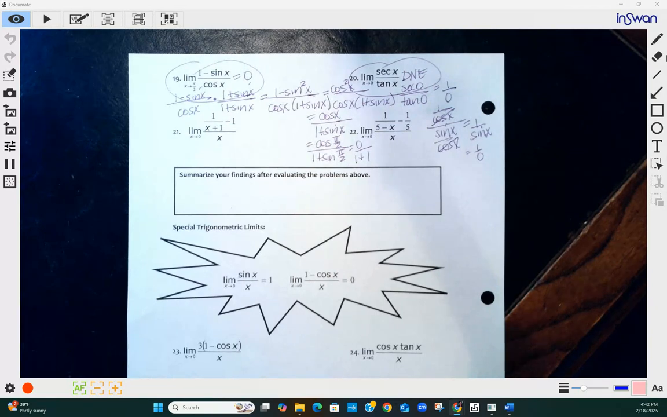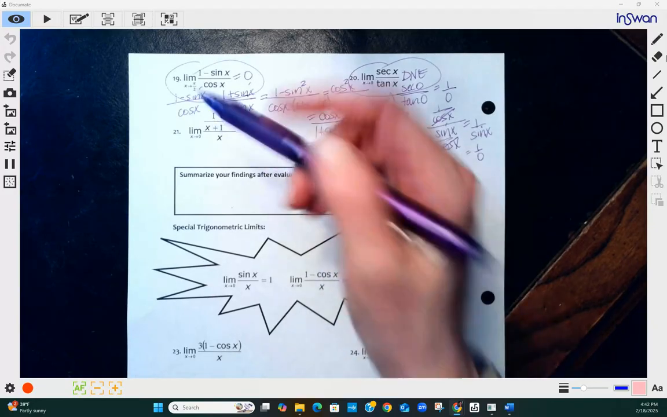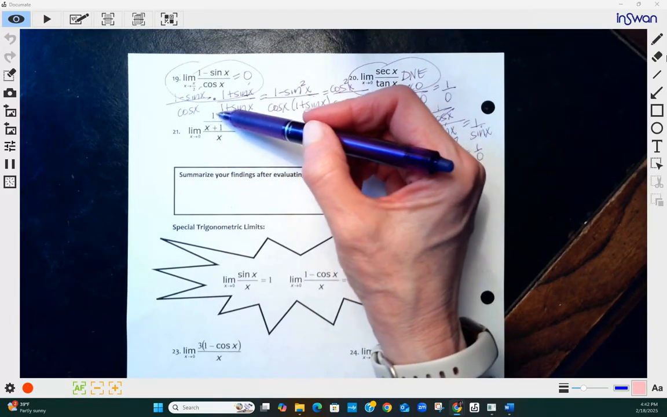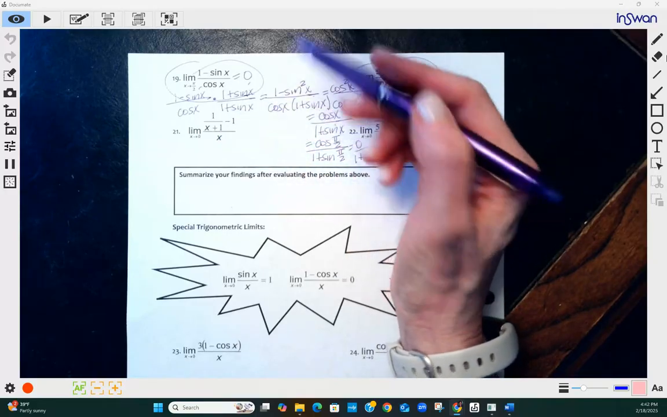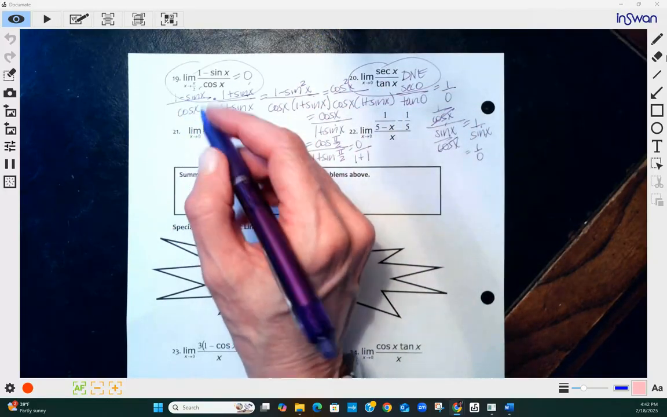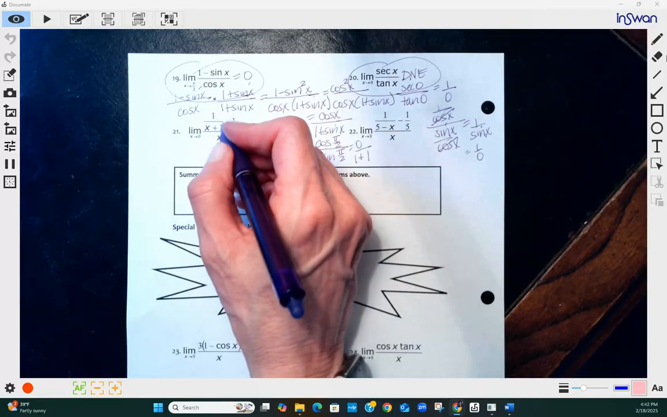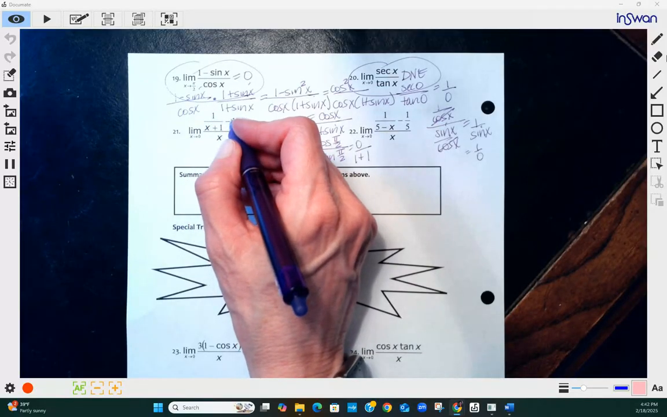For 21 and 22, those are complex fractions. So you have to simplify the complex fraction. Again, if you just directly substitute, you're going to get 1 minus 1, which is 0 over 0. Okay, so I'm going to get a common denominator so I can subtract on the top, and then I'll be able to divide.